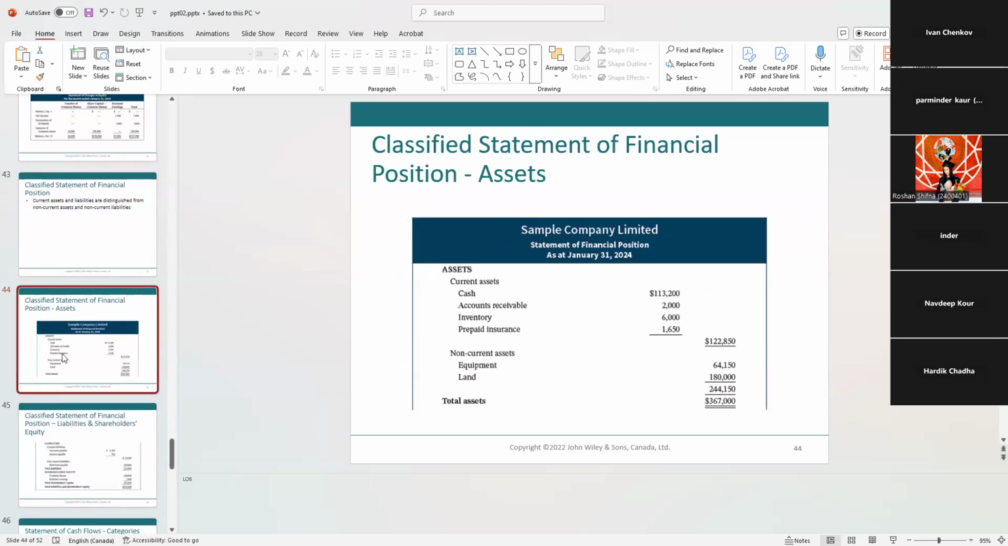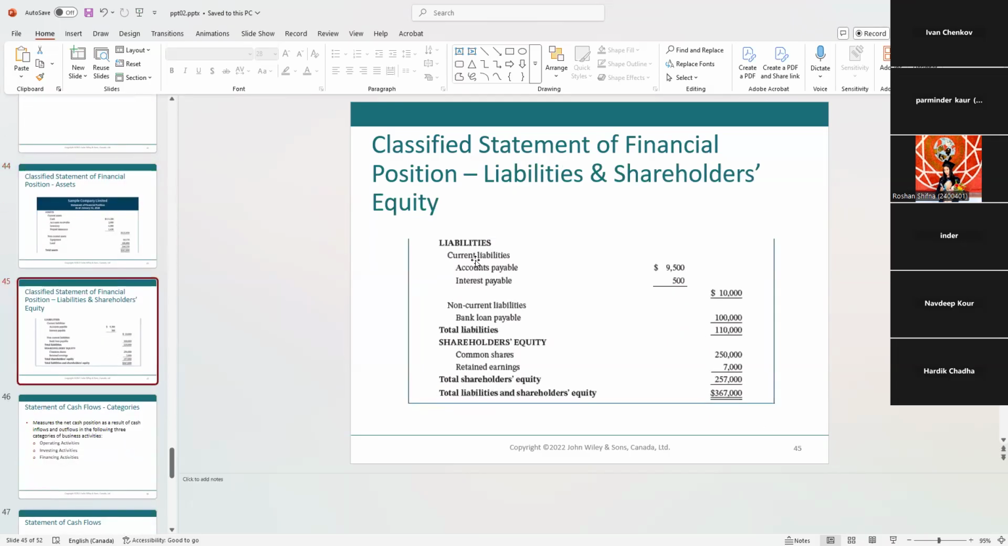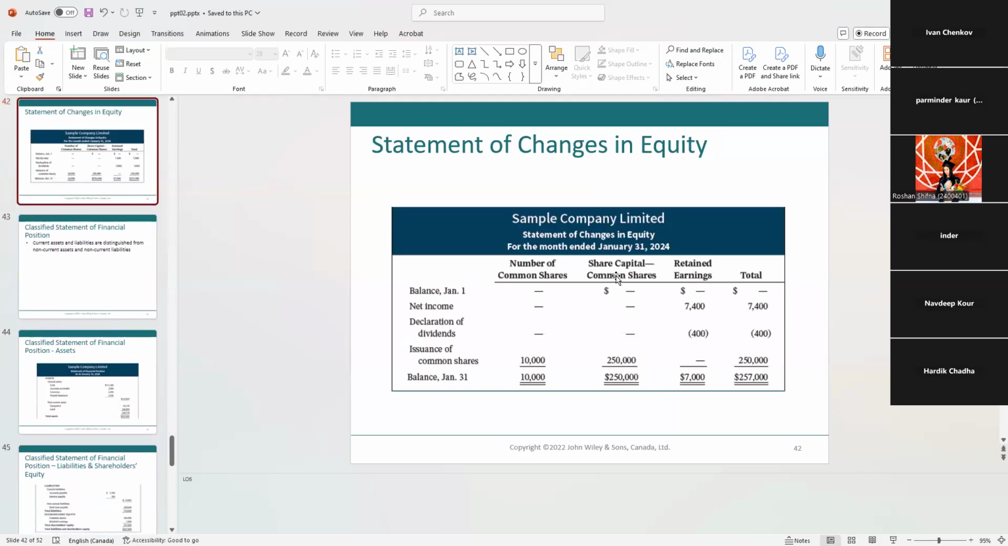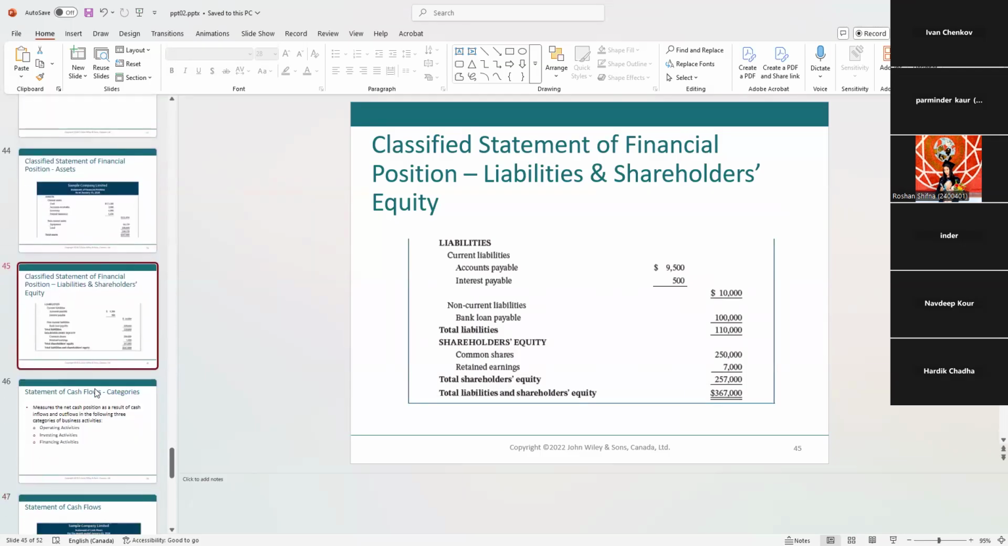Once we prepare that statement, the next step is to prepare the statement of financial position. First, we get the assets: current assets, non-current assets, total assets. Then we get liabilities: current liabilities, non-current liabilities, and shareholders' equity. We already know what the shareholders' equity is. In shareholders' equity we have only two things, common shares and retained earnings. We show those, we balance it, and we're done.